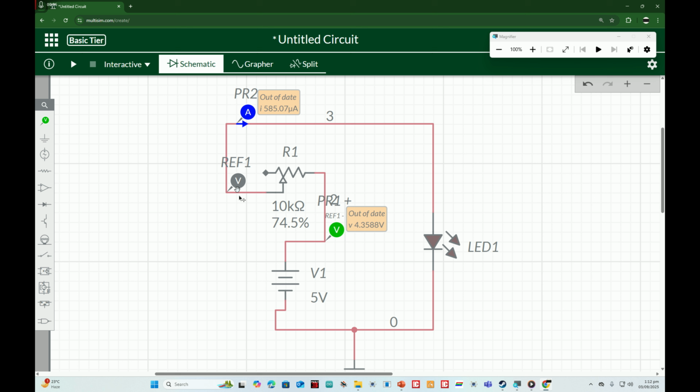So guys, we just made a simple circuit. There we have the variable resistor, an LED, a DC voltage source, and then we connected a voltage meter across this resistor. We are using the variable resistor and current over here.